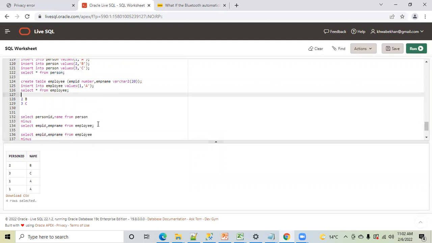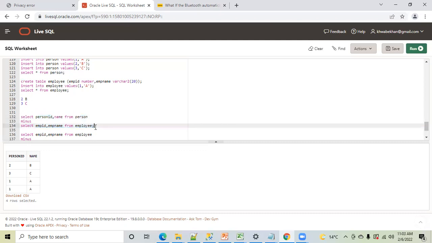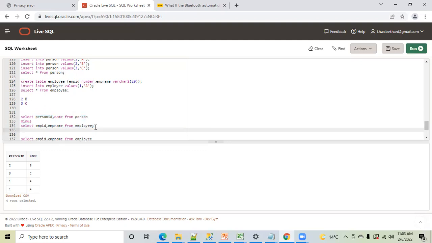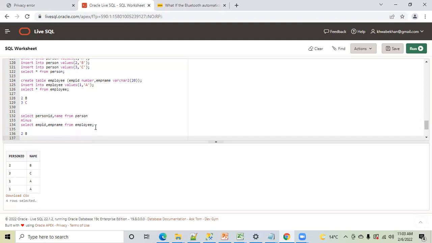Now if I execute this query, person ID, name from person minus employee ID, employee name from employee, what will be the output? 2B and 3C.